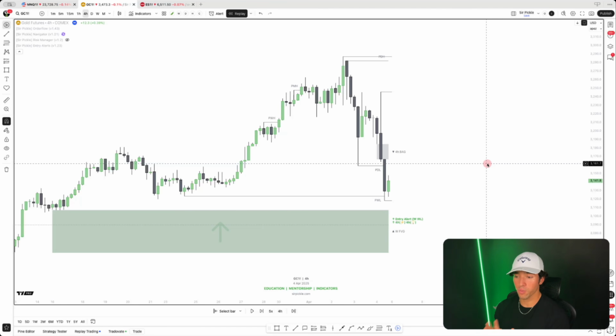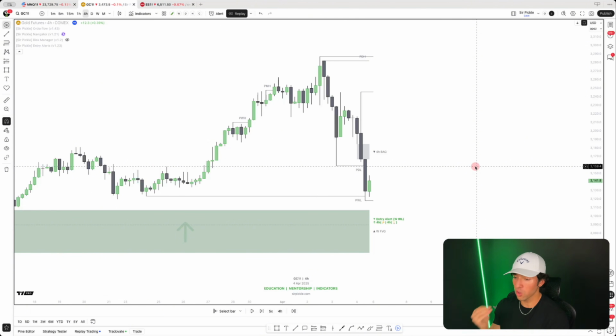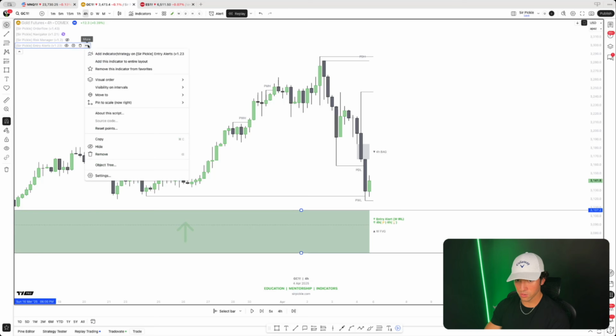Now, there's actually a very important step that I haven't mentioned yet. In order to actually get your alerts, you have to go down to the time frame, the lowest time frame you want to receive your entry alerts from. So from a weekly, if you want to look for a 4 hour, you're going to go on the 4 hour time frame. And while you are on the 4 hour time frame, you're going to go hover over the entry alerts indicator right here and click these 3 dots. And there's going to be an option that says add alert.